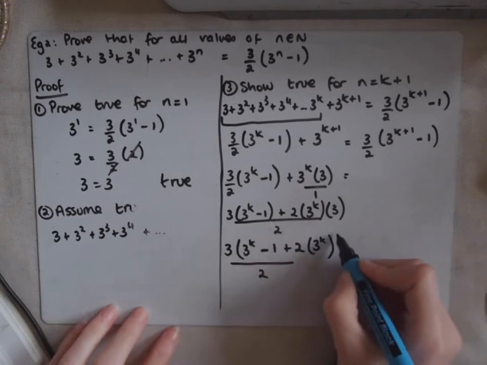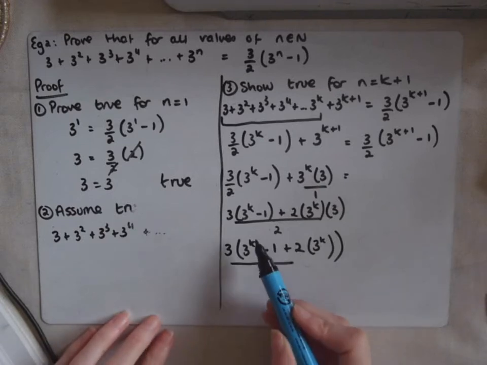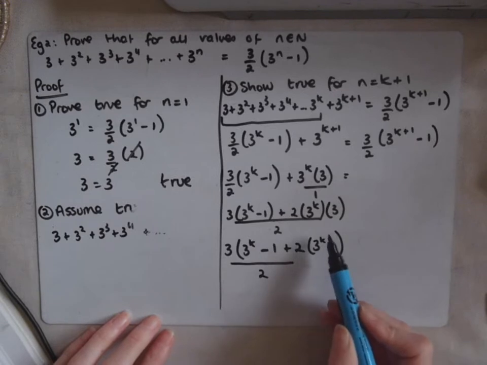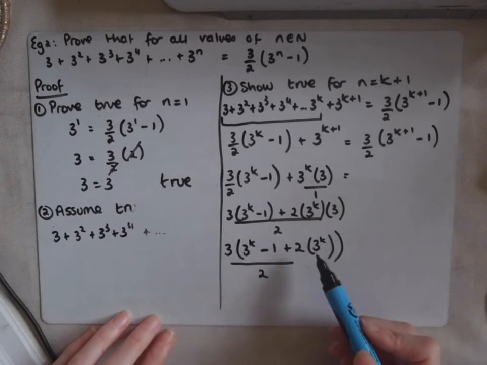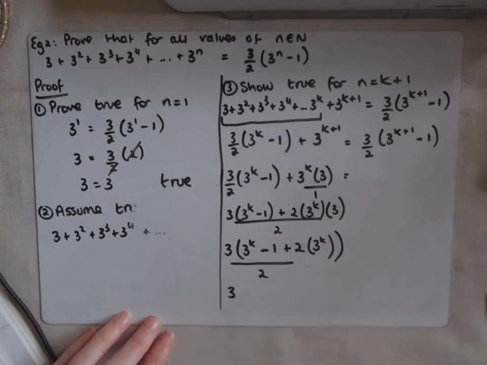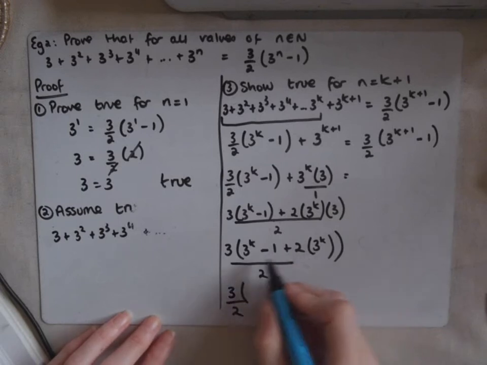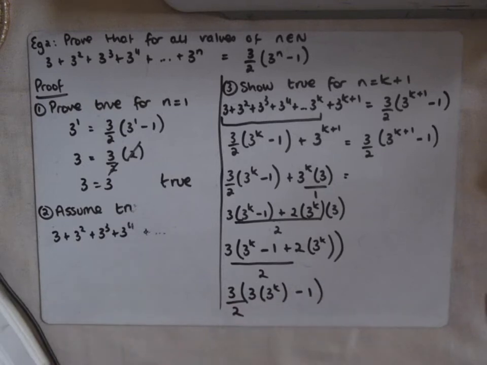Sorry. So inside this bracket, I have 3 to the power k, and I have 2 times 3 to the power k. So 3 to the power k and 2 times 3 to the power k is 3 times 3 to the power k. So 3 is on the outside, 2 is on the bottom. In my bracket, I have 3 times 3 to the power k minus 1. I am nearly there.